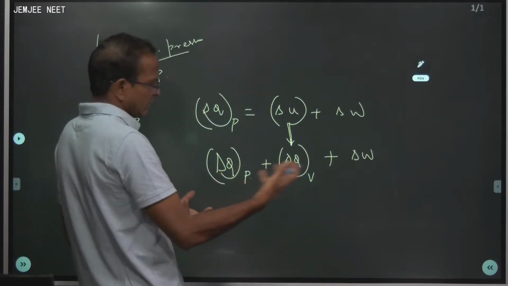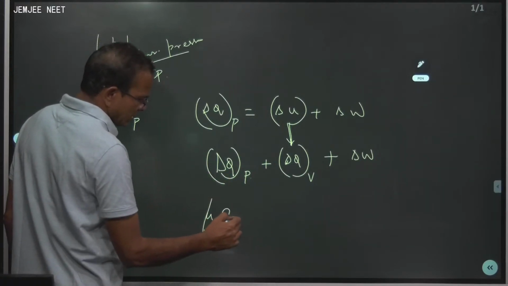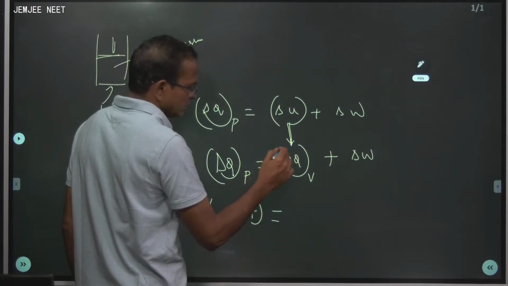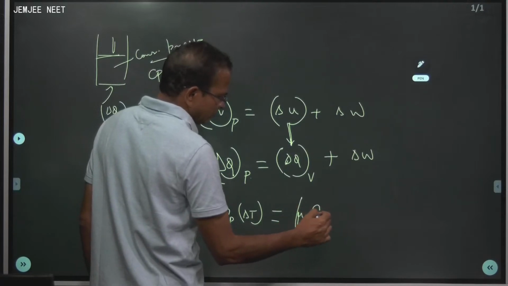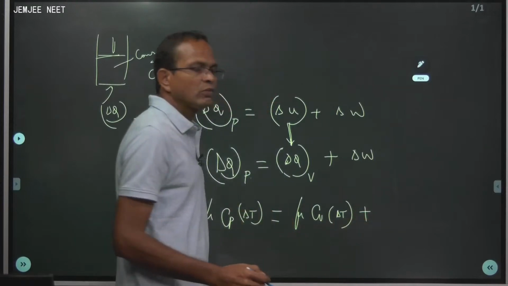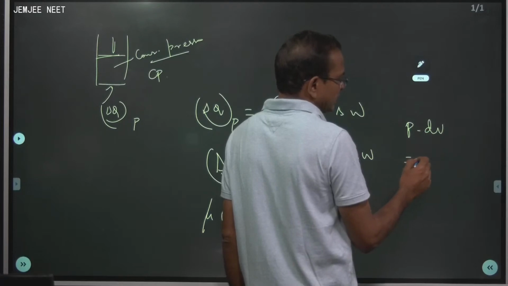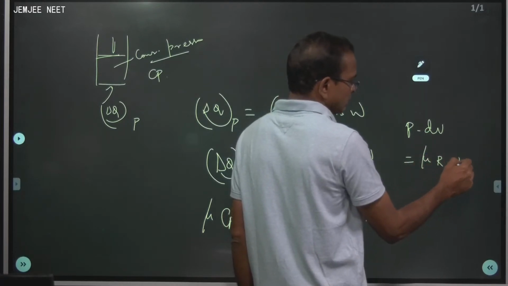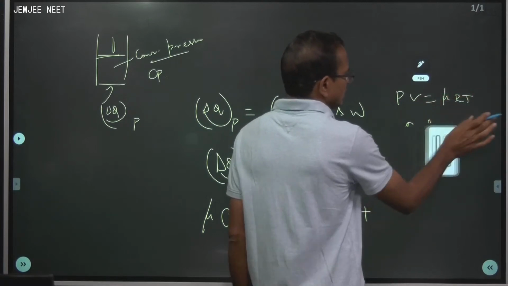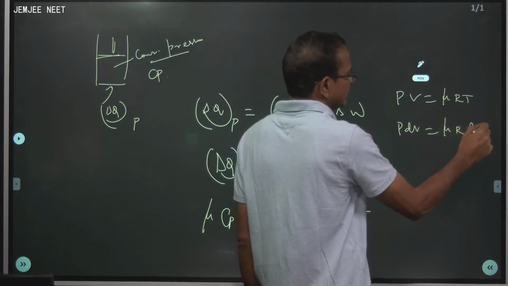Right? Of course, I hope you understand. What is delta Q? Mu Cp delta T equal to mu Cv delta T equal to work done PdV. What is PdV? Mu times R dT. You understand? PV is equal to mu RT. Differentiate. PdV is equal to mu times R dT. You understand this or not?